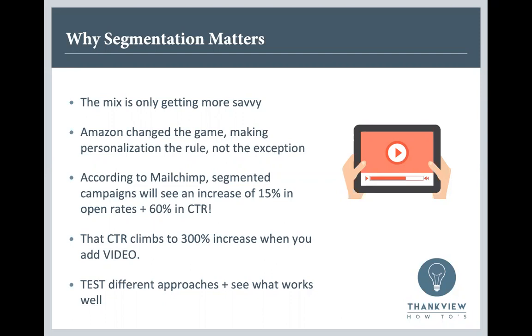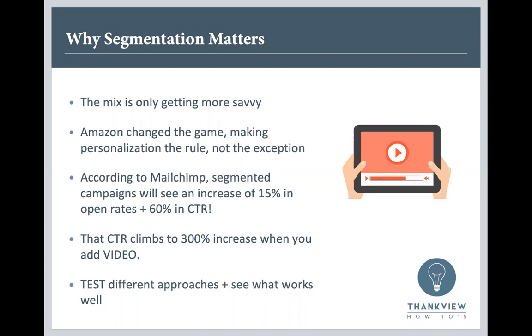According to MailChimp, when you segment campaigns, you will see an increase of about 15% in open rates and 60% in click-through rates, which I thought was just wild, but it makes total sense because again, the mix right now is a group that really plays into that personal feeling, and when they feel seen and heard, you will see results in your metrics.